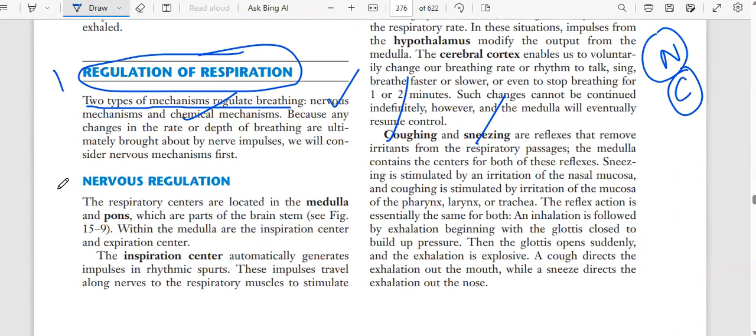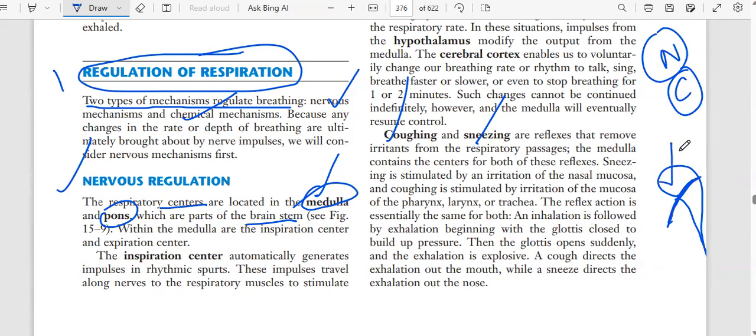First, we will talk about nervous regulation, the respiratory centers. The current is supplied from the brain, the area called the medulla and the pons, which are part of the brain stem. Basically, this is the brain. So we have the brain stem, cerebrum, and cerebellum here. This is the brain stem: medulla oblongata, pons. Everything is here. So let's see the diagram.